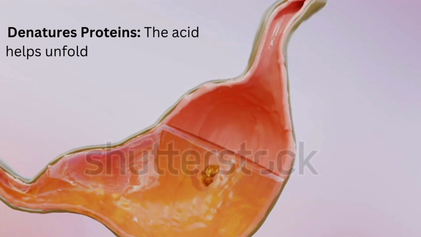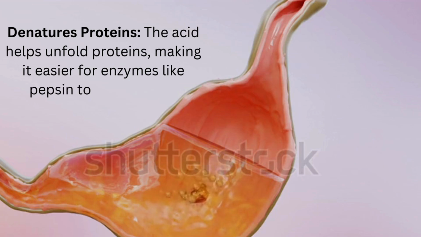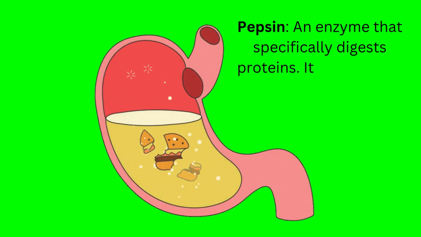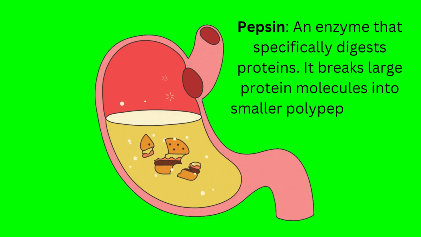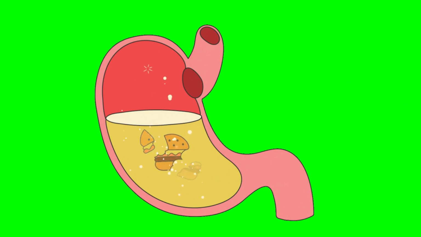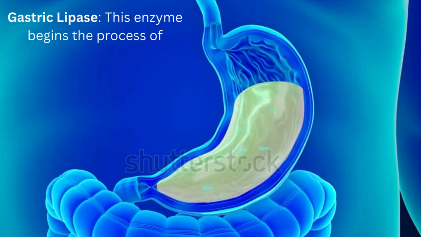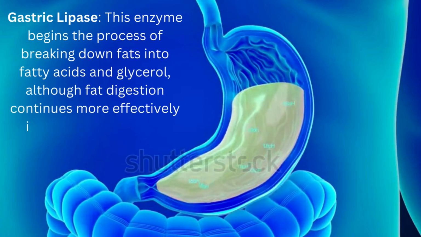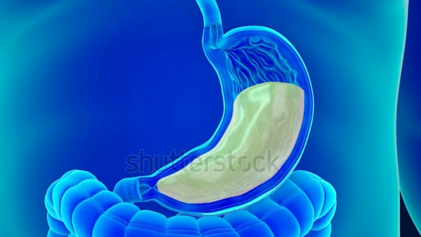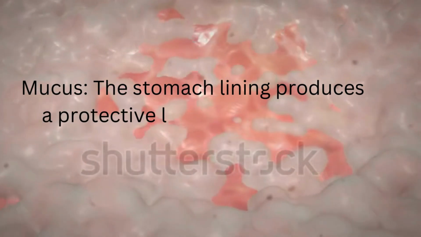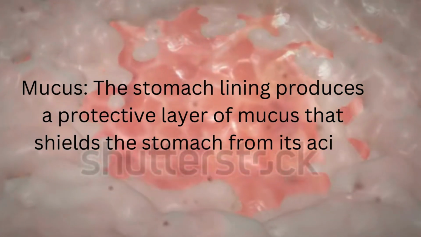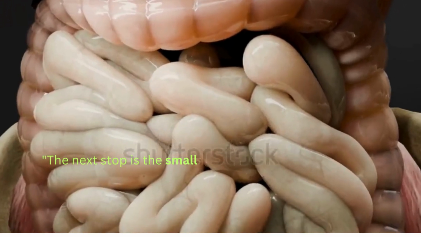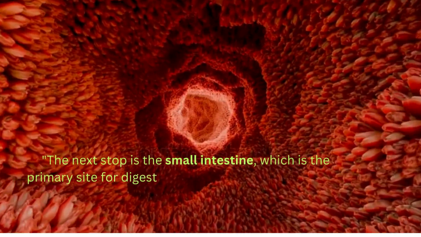Proteins. The acid helps unfold proteins, making it easier for enzymes like pepsin to break apart. Pepsin, an enzyme that specifically digests proteins. It breaks large protein molecules into smaller polypeptides and amino acids. Gastric lipase. This enzyme begins the process of breaking down fats into fatty acids and glycerol, although fat digestion continues more effectively in the small intestine. Mucus. The stomach lining produces a protective layer of mucus that shields the stomach from its acid, preventing self-digestion and ulcers. The next stop is the small intestine, which is the primary site for digestion and absorption of nutrients.